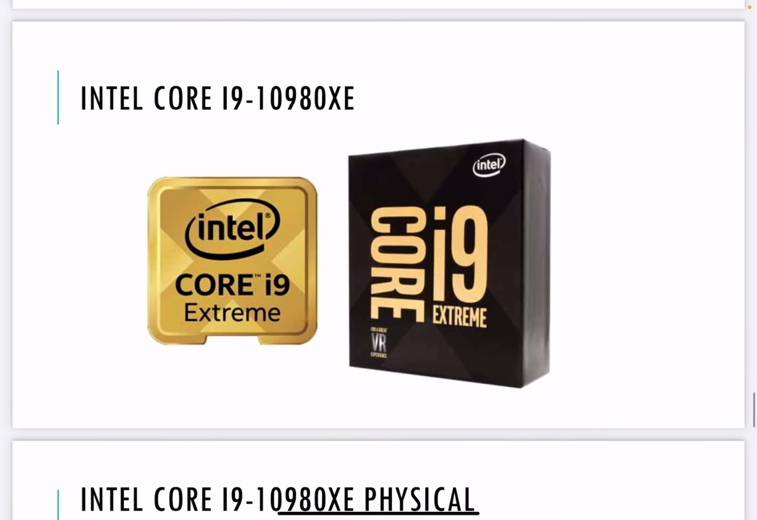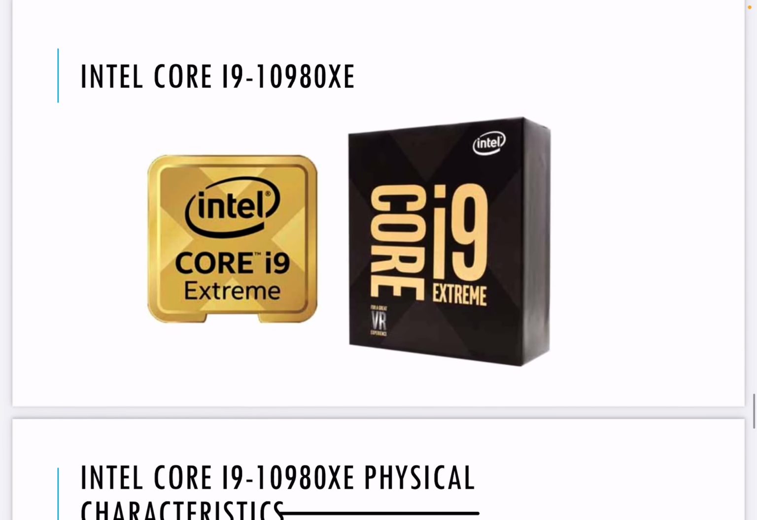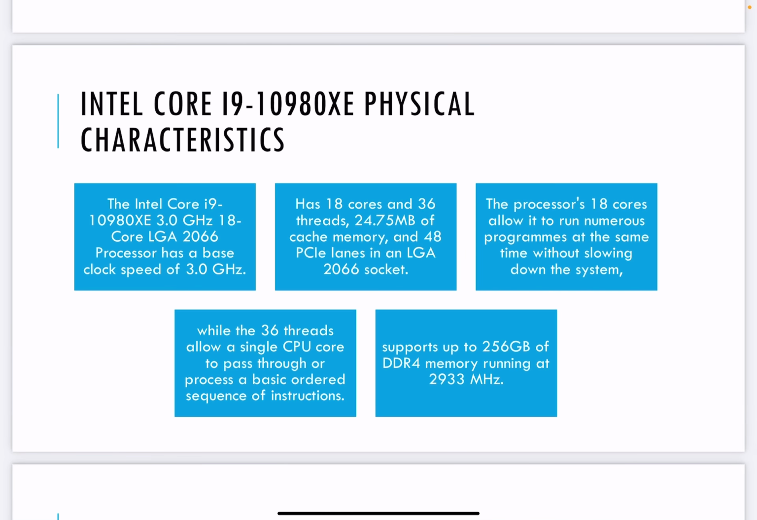So this is the Intel Core i9 10980XE. So the physical character is the Intel Core i9 10980XE 3 GHz 18-core LGA 2066 processor, has a base clock speed of 3.0 GHz, has 18 cores and 36 threads, 24.75 MB of cache memory, and 48 PCIe lanes in the LGA 2066 socket.